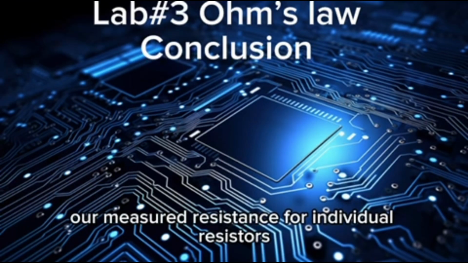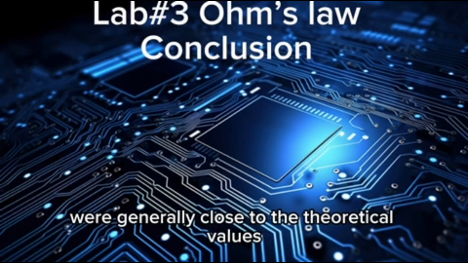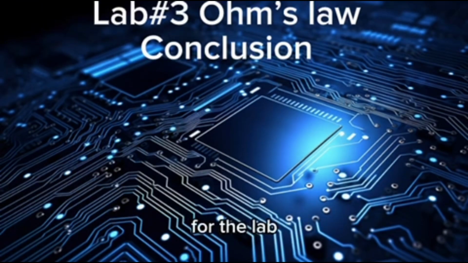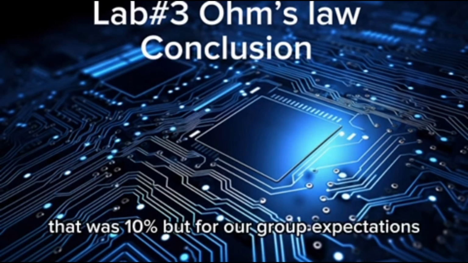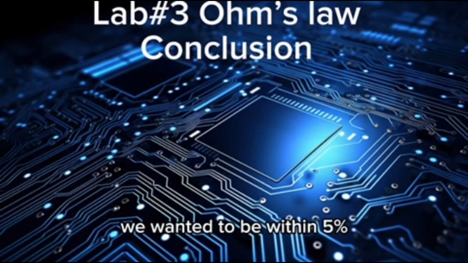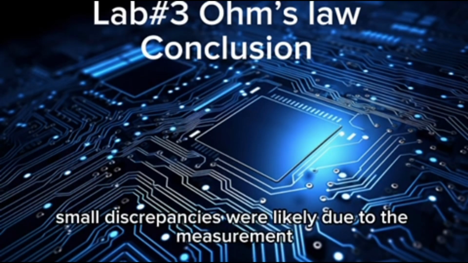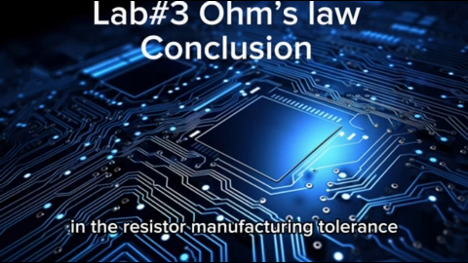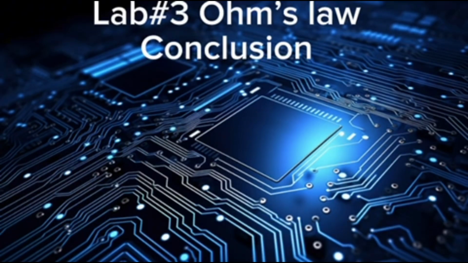Our measured resistances for individual resistors were generally close to the theoretical values, with percent errors that fell within the expected tolerance ranges. For the lab, that was 10%, but for our group expectations, we wanted to be within 5%. Small discrepancies were likely due to measurement inaccuracies, wire resistance, or slight variations in the resistor manufacturing tolerance.